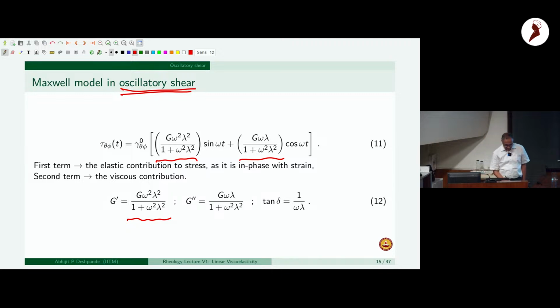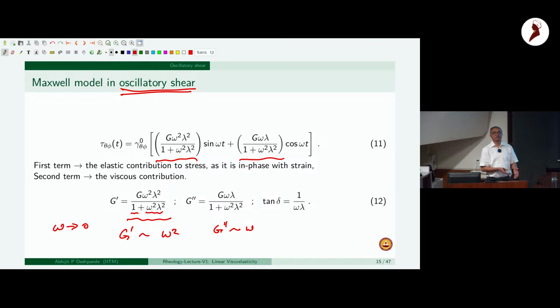One feature we can see is if omega is very small, which means a very low frequency response, which implies that I am giving the material sufficient time, the frequency is very low. So in that case, we can ignore omega squared lambda squared with respect to 1. And so G prime is proportional to omega squared at very low frequency. On the other hand, G double prime is proportional to omega. So this is a standard viscous terminal response that we would check for. And polymer melts or polymer solutions or various colloidal suspensions would show this kind of a terminal response.